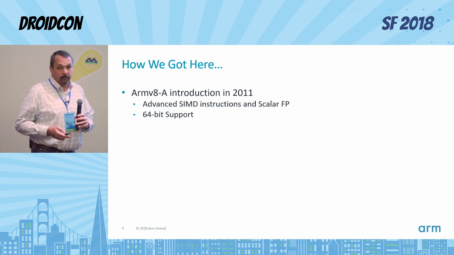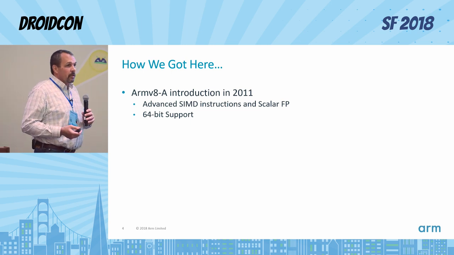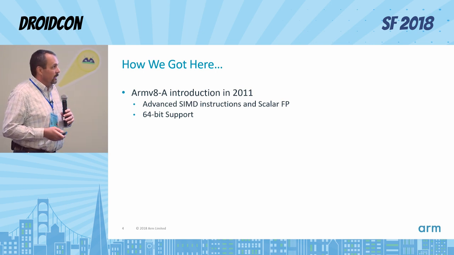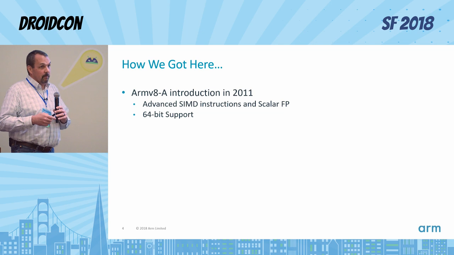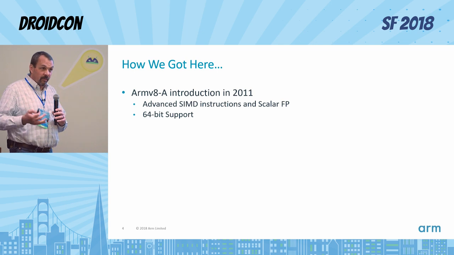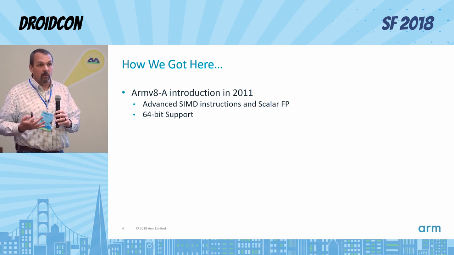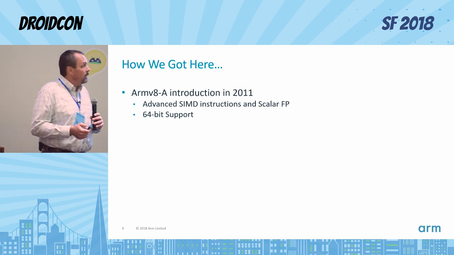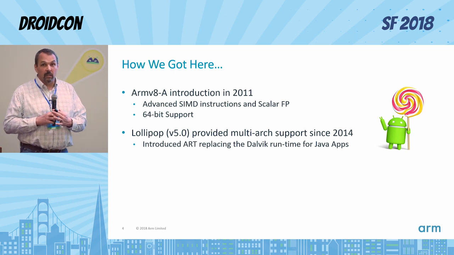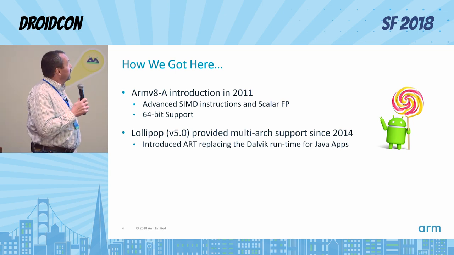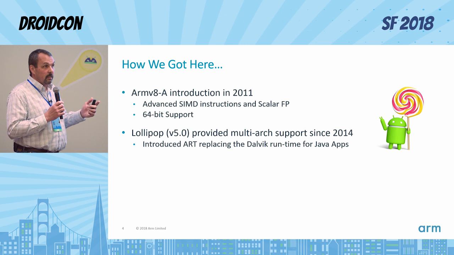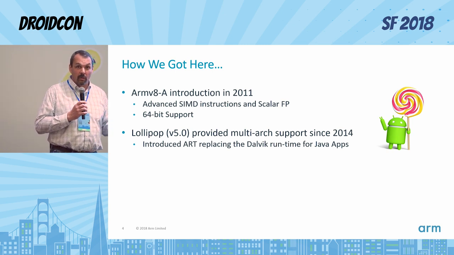Sort of how we got here. ARM introduced the 64-bit instruction set architecture back in 2011 with ARMv8. It added some advanced SIMD support and scalar floating point, and that's the very first place where 64-bit mobile was available. Shortly afterwards, in 2014, Google released Lollipop. That is the very first version of Android that was 64-bit compliant. They also replaced Dalvik with the Android runtime.